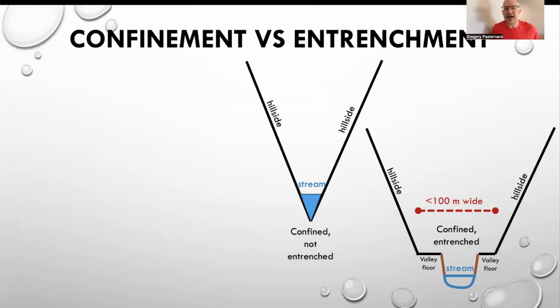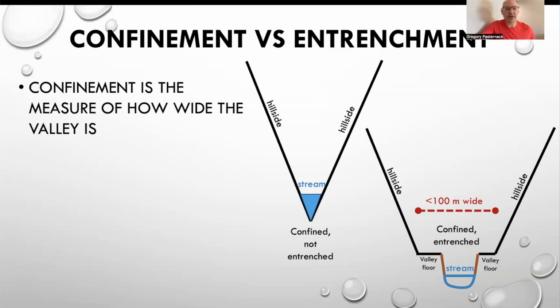This isn't something that has been done in the past for some of the systems for entrenchment. So how do you quantify entrenchment? We'll get to that. But one thing I want to differentiate is just because a channel is close to some sort of barrier on the side doesn't mean that that's entrenchment. And so what is confinement and what is entrenchment? So confinement is a measure of how wide the valley is.